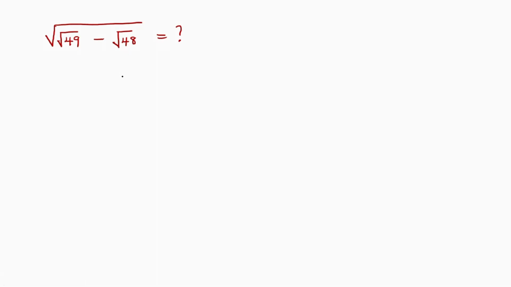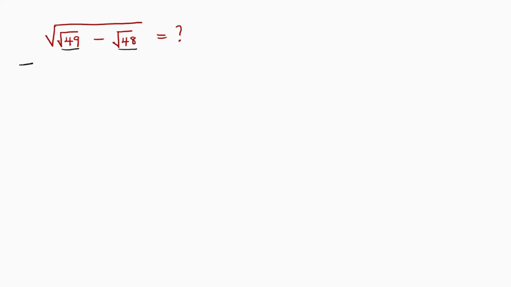So right here guys we have a question. The square root of the square root of 49 minus the square root of 48 is equal to what? So let's simply solve this question right here. The first thing we want to do is to simply evaluate the square root inside the innermost parentheses. So right here guys, we want to simply evaluate root 49 and root 48.